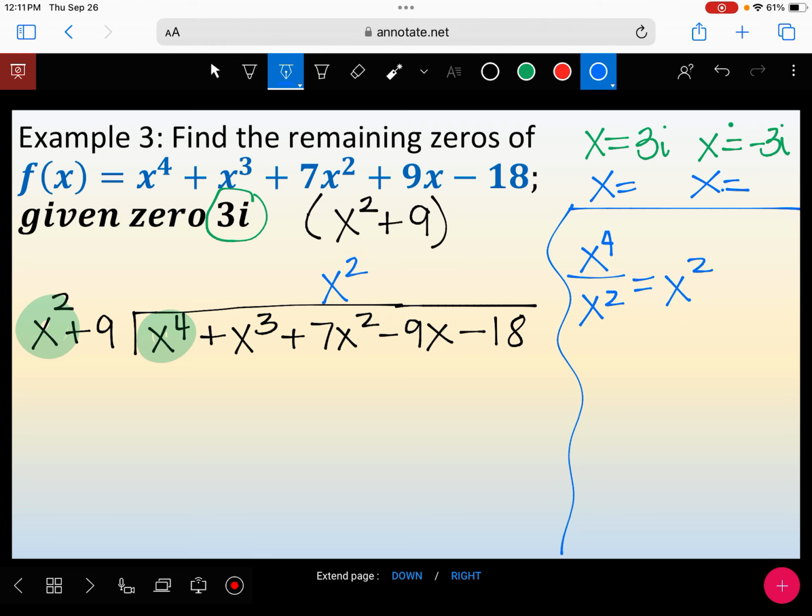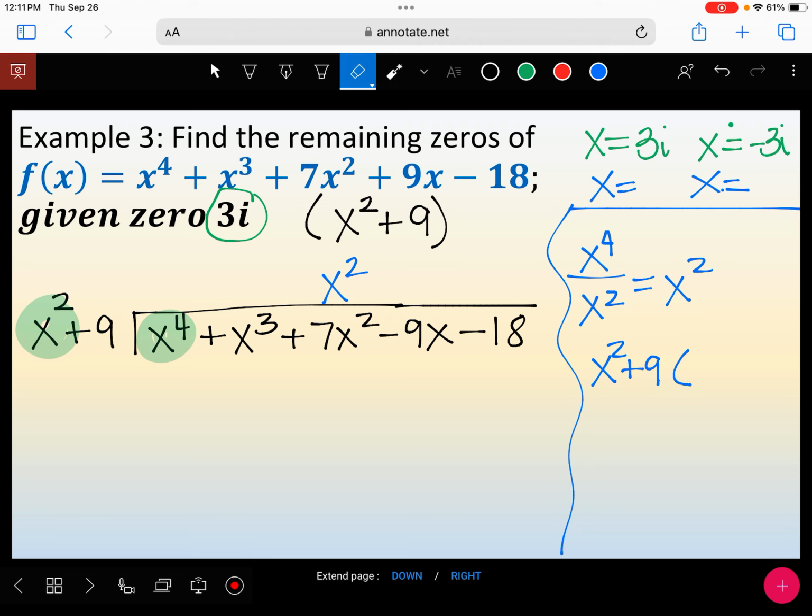And because I'm a little OCD, I like my exponents to be lined up. So that's why I put it over the 7. Does it have to be there? No. But I like my exponents to be lined up. The next step for long division is whatever you put up here gets multiplied by x squared plus 9. So we're going to take that x squared plus 9 and multiply it.